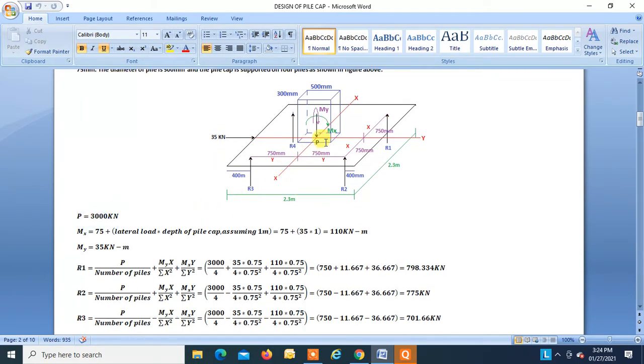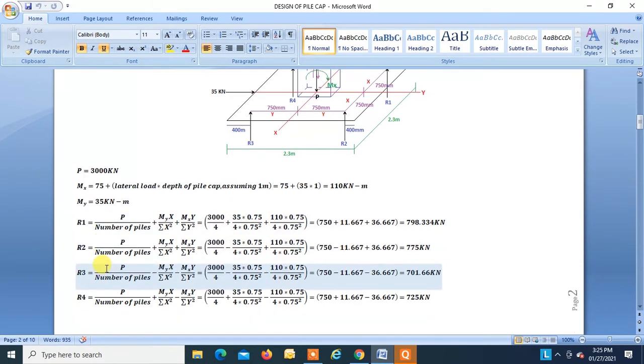P is equal to 3000 kilonewton, Mx is 75 plus the additional moment due to the lateral load, and we are assuming the depth of the pile cap is 1 meter, which is on the higher side. But we are trying to be a little bit conservative, so we are assuming the depth of the pile cap is 1 meter. So Mx is equal to 75 plus lateral load into depth of the pile cap, that is 75 plus 35 into 1, which is equal to 110 kilonewton meter. So now we are taking total Mx as 110 kilonewton meter. My is given to us, that is 35 kilonewton meter.